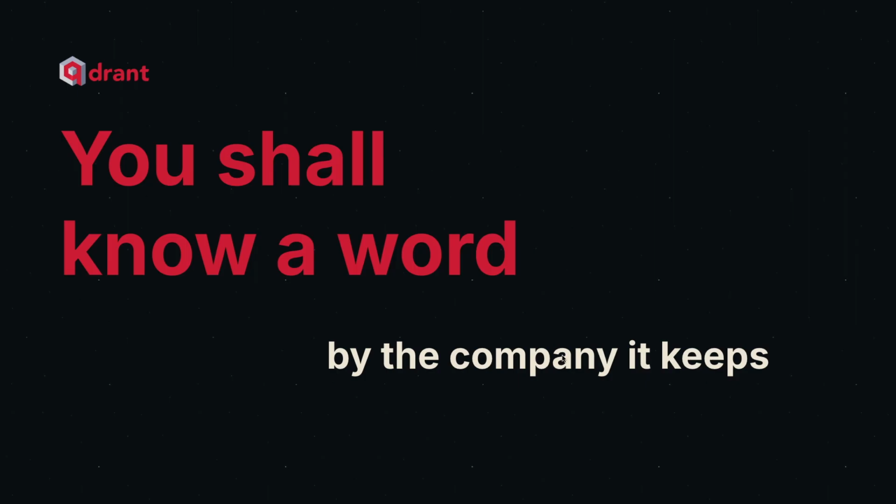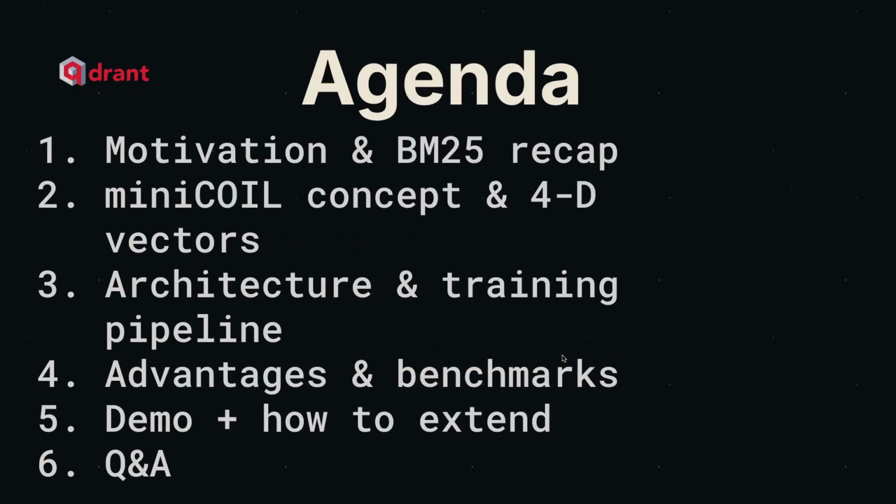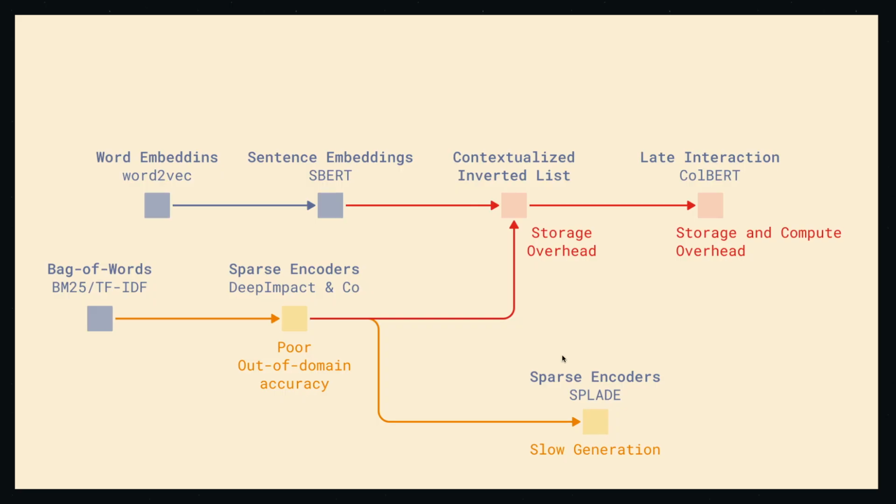So that was my cool, you shall know a word by the company it keeps. The context of the word, of course. And then in terms of the agenda, we're going to talk quickly about the motivation for the project, a BM25 recap because we know and love BM25, explain the MiniCoil concept and the 4D vectors, walk through the architecture and training pipeline, talk about advantages and benchmarks, then I'll walk through a demo, talk about how to extend, Q&A, and get out of here.